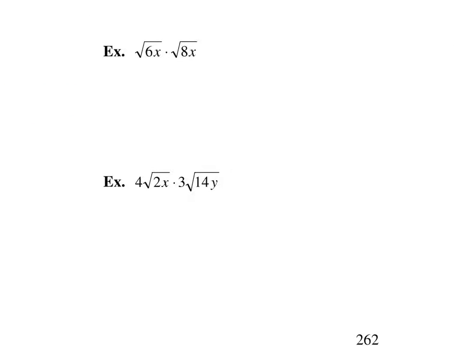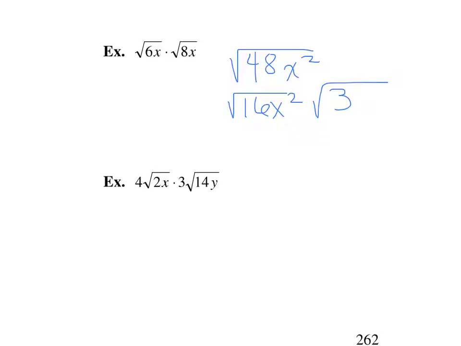On the second example, same type of thing. I have the invisible 1's in the front, so 1 times 1 is 1, and you don't need to write the 1 coefficient. But in the radicands, I have 6x times 8x, which makes 48x squared, which needs to be simplified. The 48 is 16 times 3. The x squared is perfect, and the square root of 16x squared is 4x, so I have 4x square root of 3.